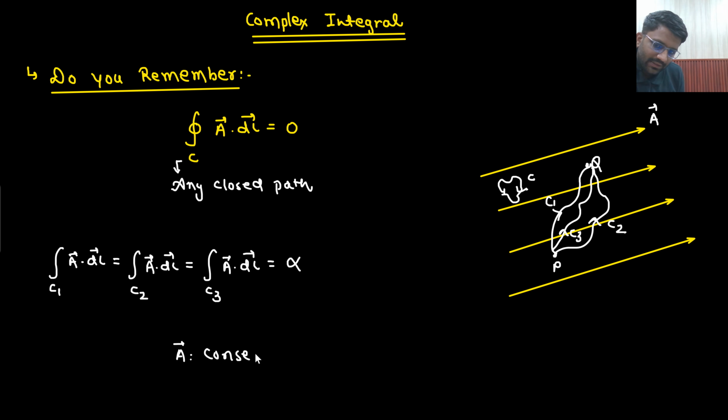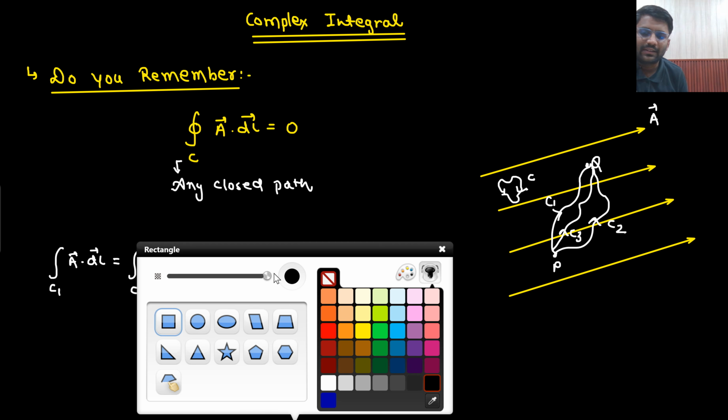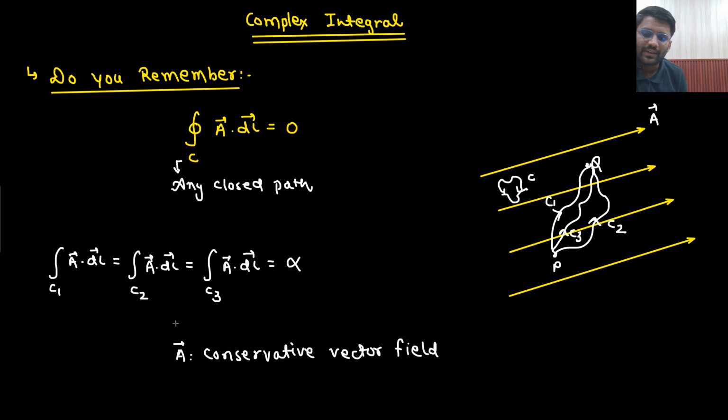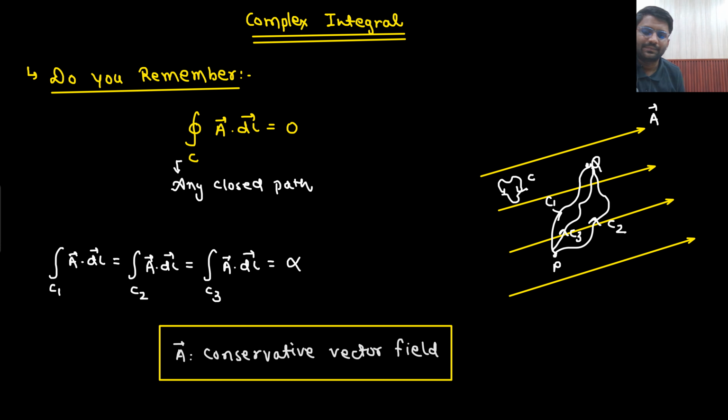In which chapter have we studied all these things about conservative vector fields? We have studied them in our vector calculus chapter. So we are just revising it, nothing else. Whatever we studied in vector calculus, we have revised.